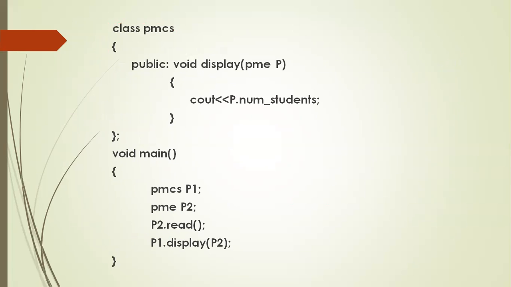Next, we start class PMCS, public void display. Anyway, friend class, friend function, you have to pass one object. Here I'm passing the object of PME class with the object called P. Then cout P dot num student. Very simple example. Then void main, PMCS P1, PME P2, because PMCS is a friend class.